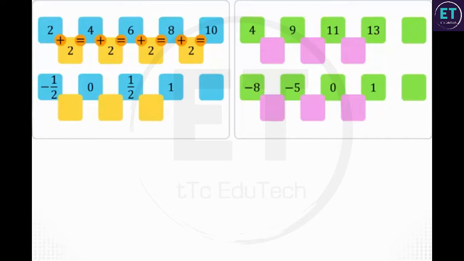Now, let us look at another sequence with fractions. Minus 1 upon 2, 0, 1 upon 2, 1, and so on. In this sequence, the constant is 1 upon 2.